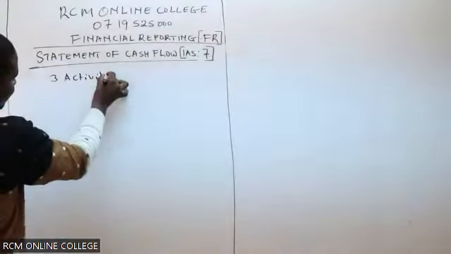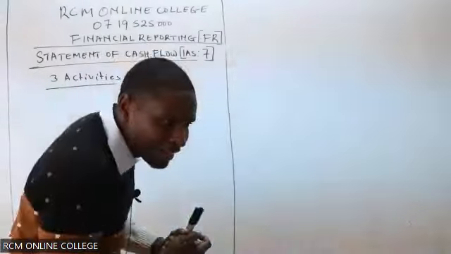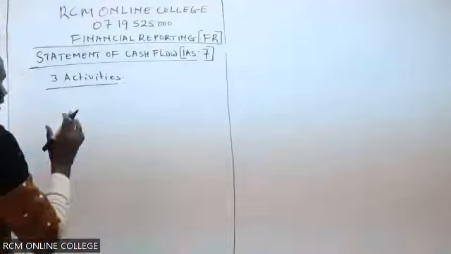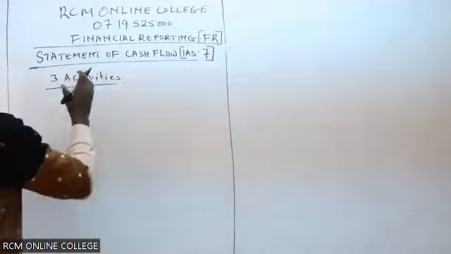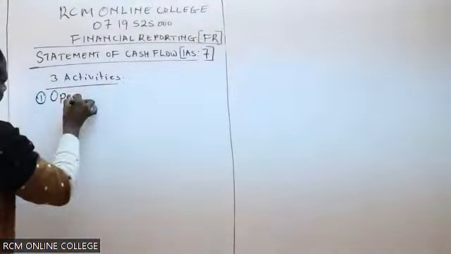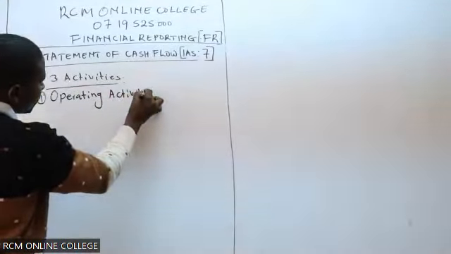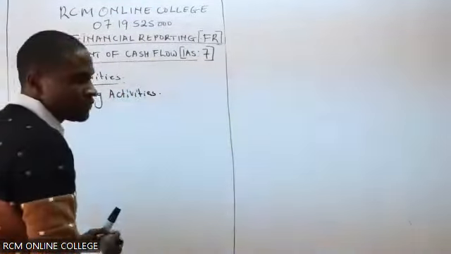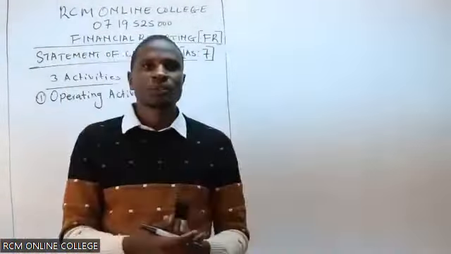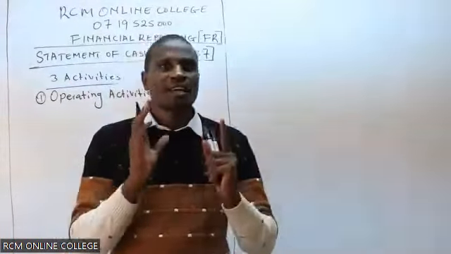And nothing will change. They will remain to be 3 unless we put something else, or we change the standard. The activities as per now are 3, and one of them is operating activities. Operating activity: all those activities undertaken in a company or in an organization in order to do what? To generate revenue.